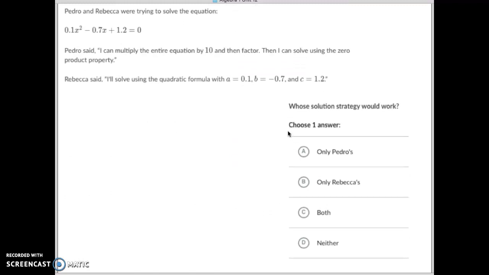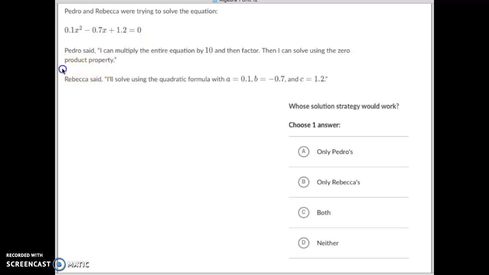Pedro and Rebecca were trying to solve this equation right up here. Okay. Pedro says, I can multiply the entire equation by 10 and then factor it, then use zero product property to solve. Okay, well, if you multiply everything by 10, the nice part is that takes care of all the decimals. So the decimals are all gone. Then, can you factor it? Well, remember, you can only factor it if this side equals 0. What is 0 times 10? It's 0. So it does stay 0. So that's okay. And then you can factor that, and you can apply zero product property because the side equals 0. So Pedro is correct.